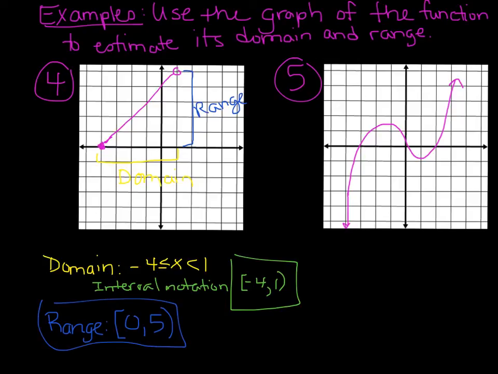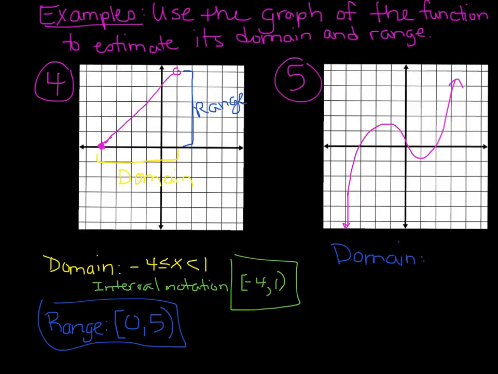So now number 5 is interesting because we have arrows at the end that show us that we go on forever and ever. So let's start with our domain. So a lot of people want to look at this and say that our domain starts at -4. Unfortunately, even though it looks like it starts at -4, it actually would go further because we have that arrow there that's showing us it goes on forever and ever and ever. So our domain is going to be all real numbers.